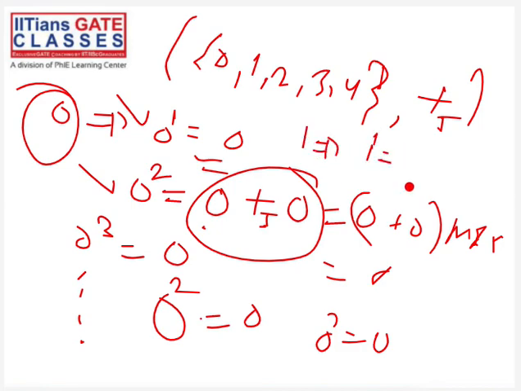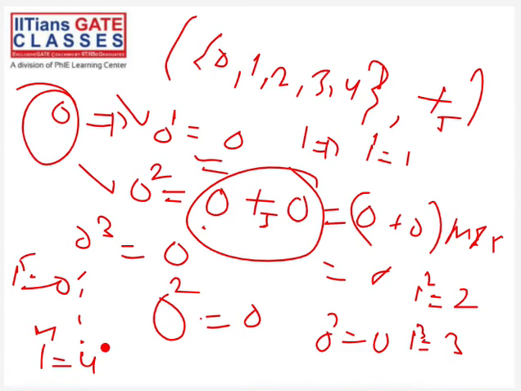1 power 1 is 1. What is 1 power 2? 1 power 2 is 2. 1 power 3 is 3. 1 power 4 is 4. 1 power 5 is 0. So you can see that this one can generate all the elements, hence this one is a generator.